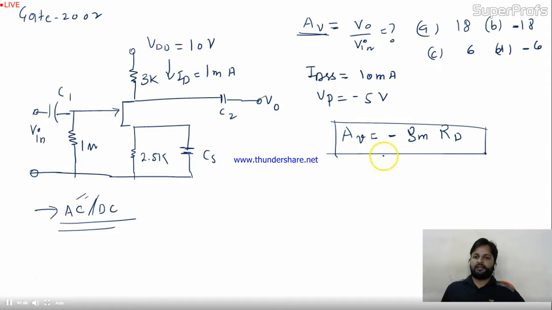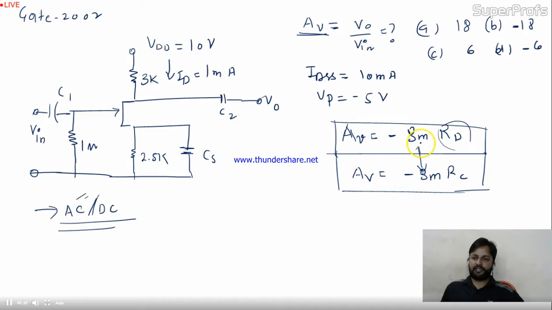After doing DC and AC analysis over the FET in the common source, we have found that the voltage gain is nothing but minus GMRD. Similarly, in common emitter, in the transistor I'm talking about, AV was minus GMRC. So RC is the output resistance in the collector circuit, here in the drain circuit it's RD. Everything is the same. You need to calculate only transconductance because everything is given over here: IDSS, VP. So you can easily calculate GM.